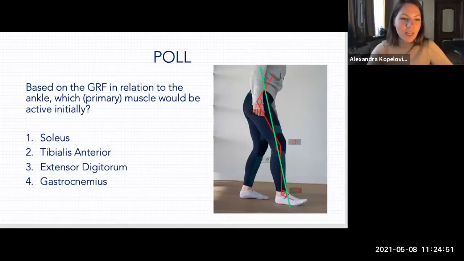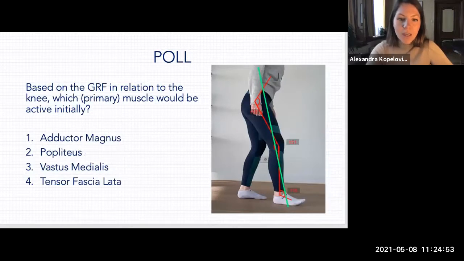Okay. So let's take a look at another one. So here, based on the ground reaction force in relation to the knee, which muscle would be active initially? So we have 4 choices, and I'm gonna launch the next poll. And knee ground reaction force, launch. Okay, so we have 4 choices: adductor magnus, popliteus, vastus medialis, or TFL. I'll give you 30 seconds to answer.